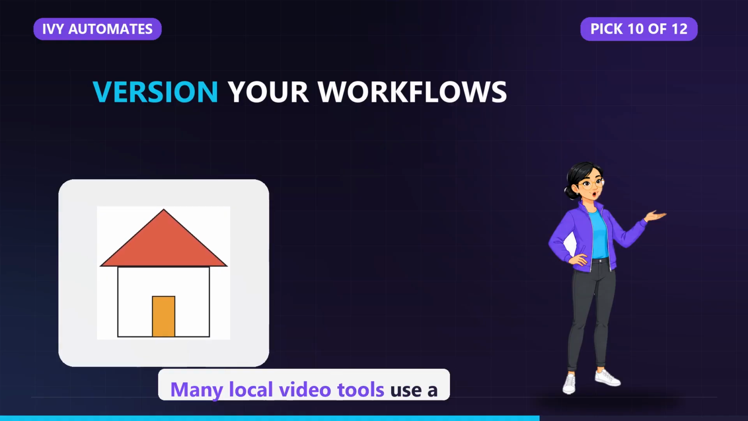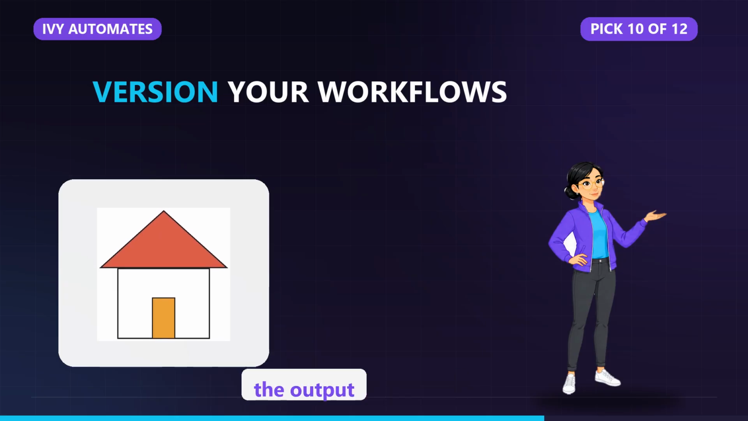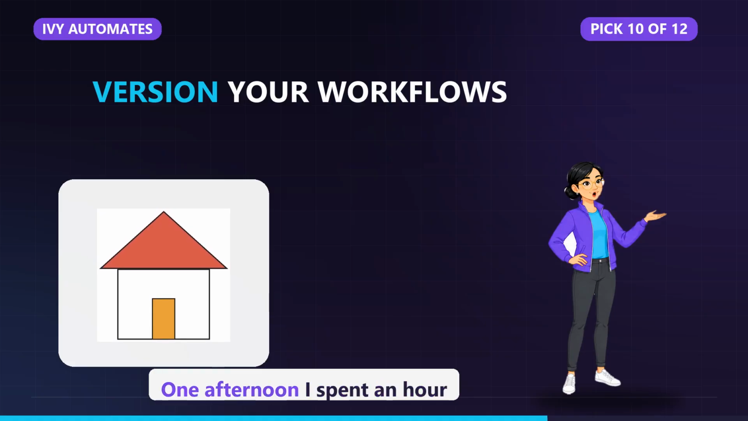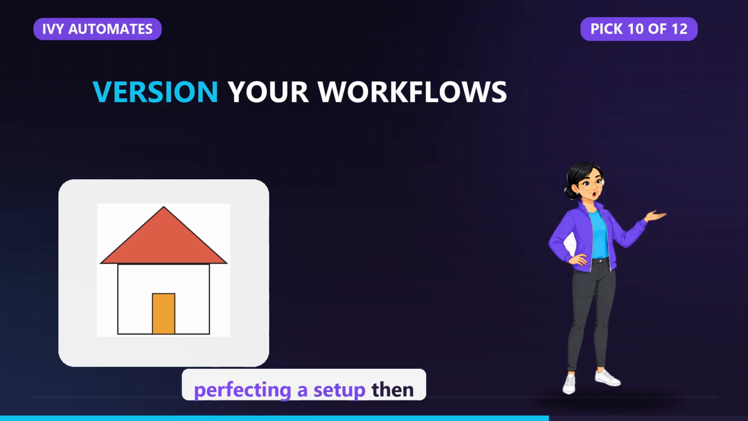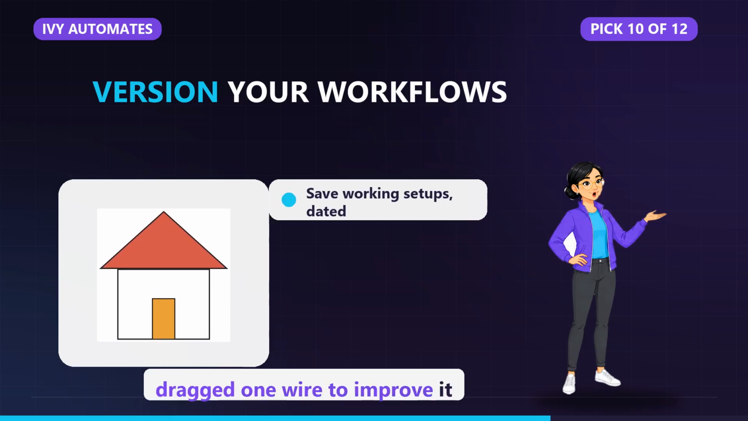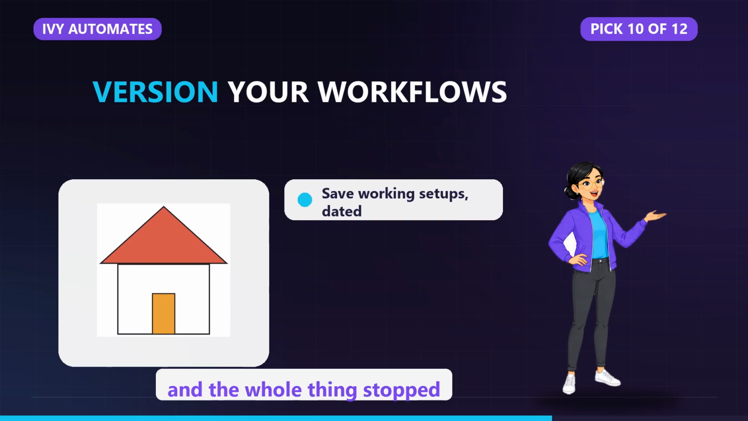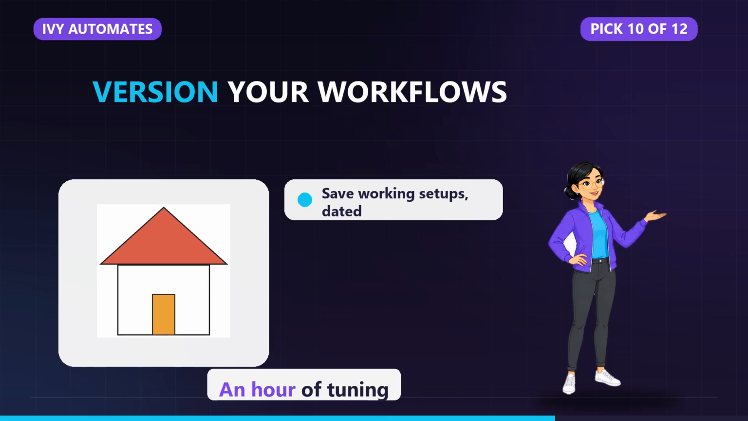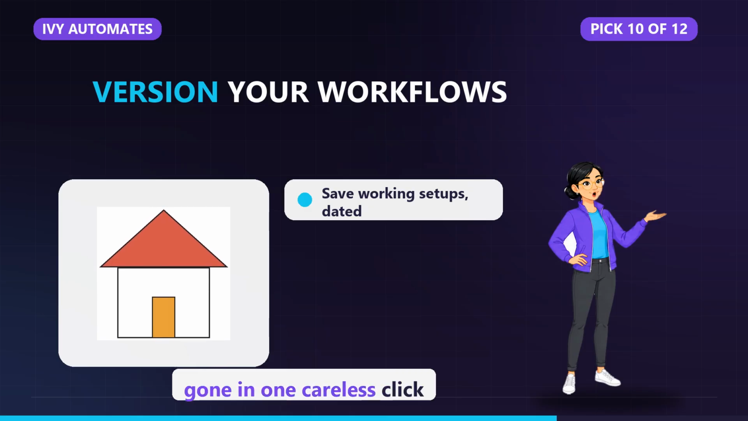Pick 10. Save and version your workflows, because you will break them. Many local video tools use a node graph, a visual map of boxes and wires where you wire the model to your settings to the output. It's powerful, and it's also a house of cards. One afternoon, I spent an hour perfecting a setup, then dragged one wire to improve it, and the whole thing stopped working. I had no idea what I'd changed and no way back. An hour of tuning, gone in one careless click.